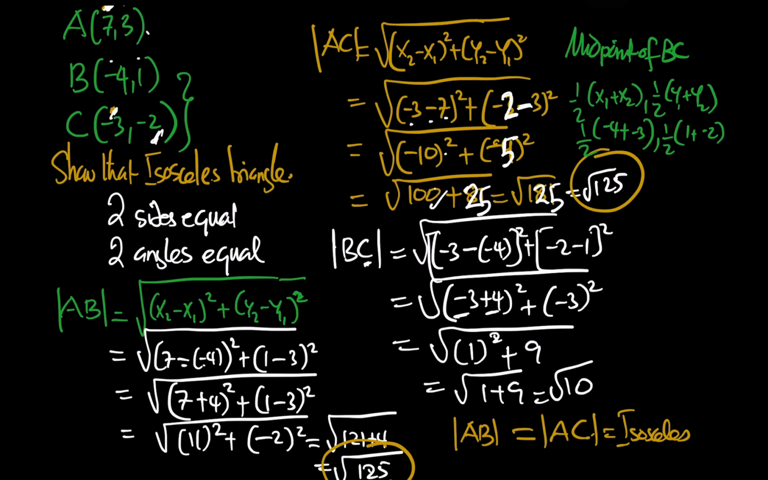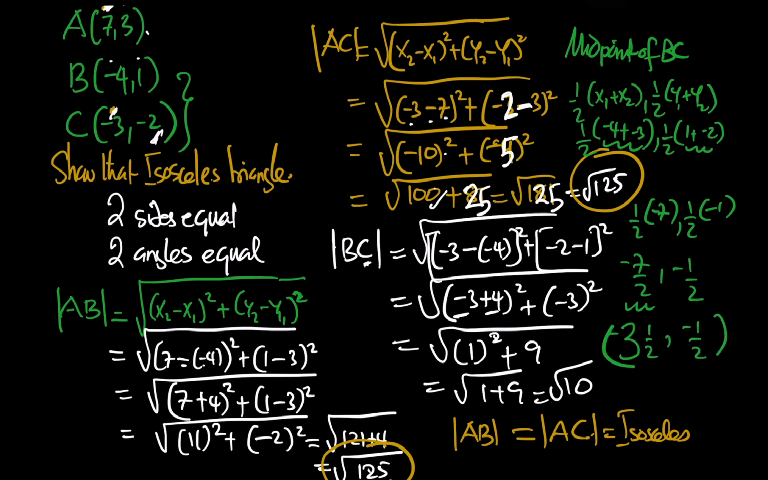And you end up getting half of these two give us negative 7, comma, half of these two give us negative 1. So we end up getting negative 7 over 2, comma, negative half, like that. And that gives us our midpoint. Now you can express this as negative 3 and 1 over 2, comma, negative half, as the midpoint of BC.